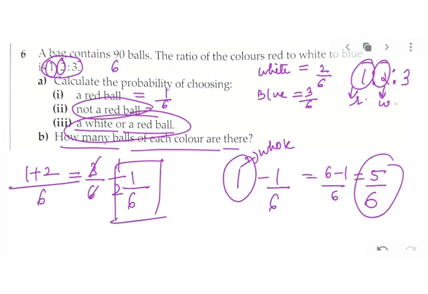Your next is how many balls of each color are there. Now total are 90 balls, and as I said you have to divide 90 among 1:2:3, and that will be 90 into 1 upon 6, 90 into 2 upon 6, and 90 into 3 upon 6, and get your answer. Clear?